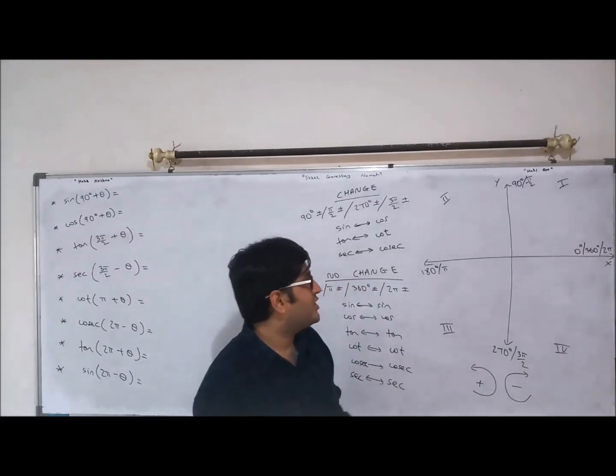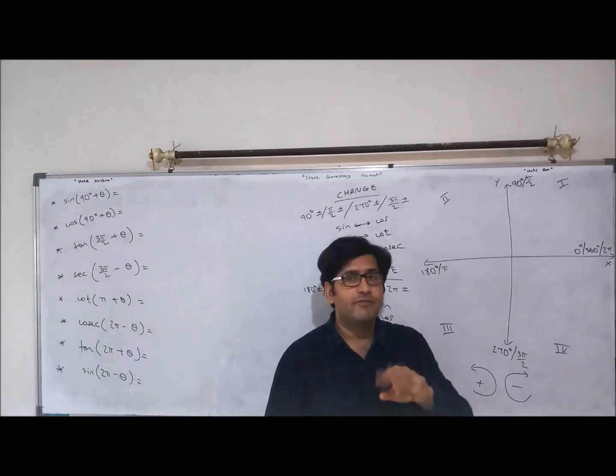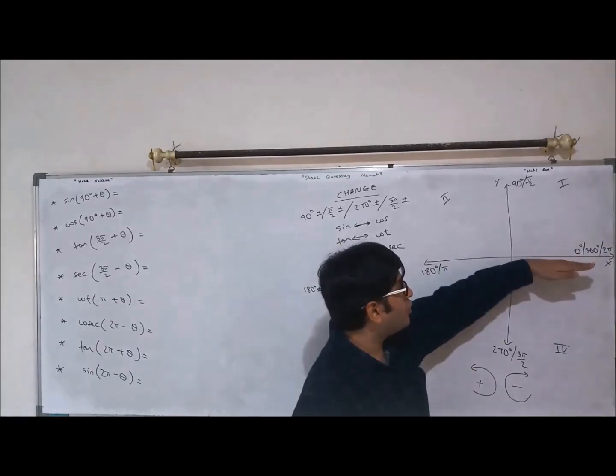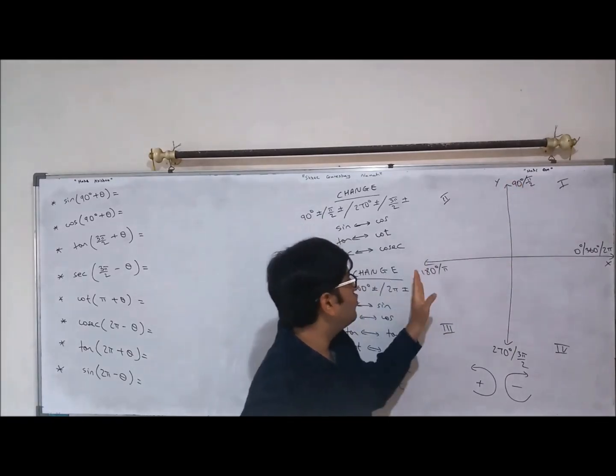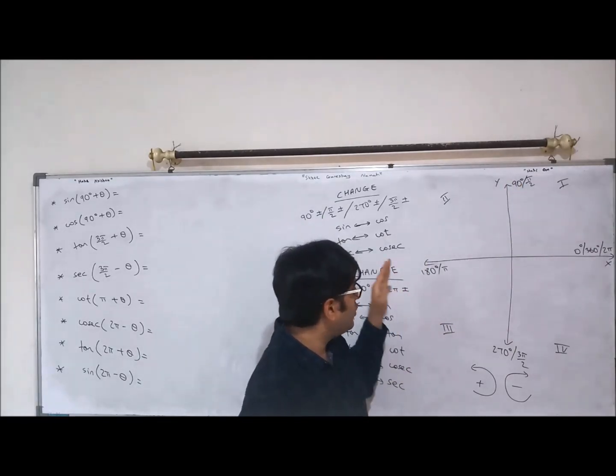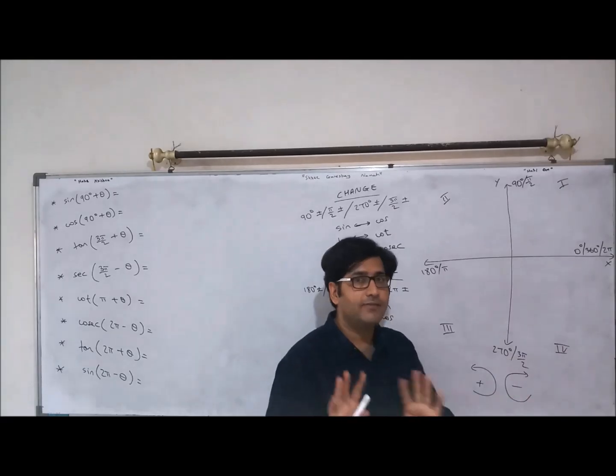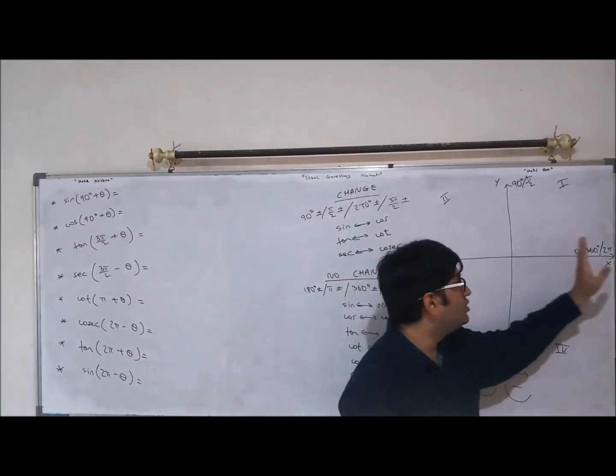Okay students, now let us understand this graph. We very well know that we have 4 quadrants. The first quadrant varies from 0 degrees to 90 degrees. The second quadrant varies from 90 degrees to 180 degrees. The third quadrant varies from 180 to 270 and the fourth quadrant varies from 270 to 360.